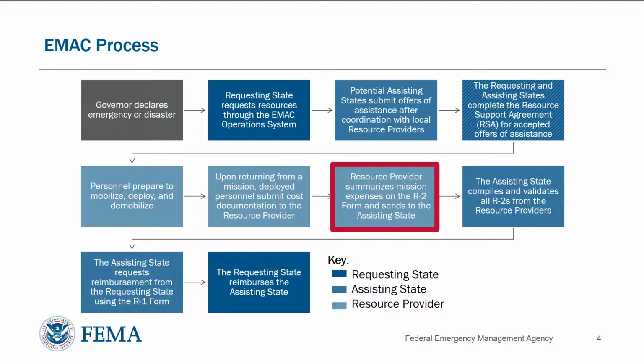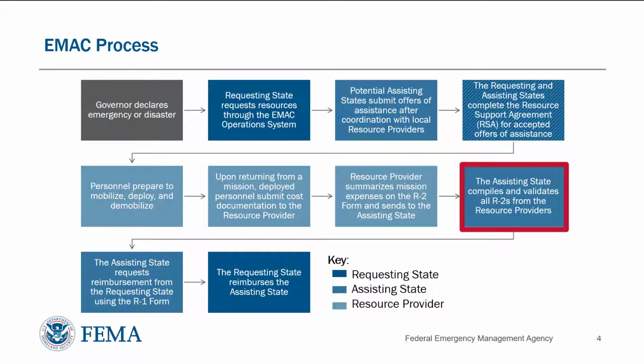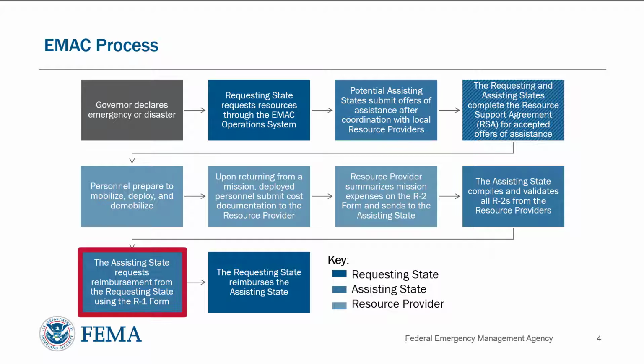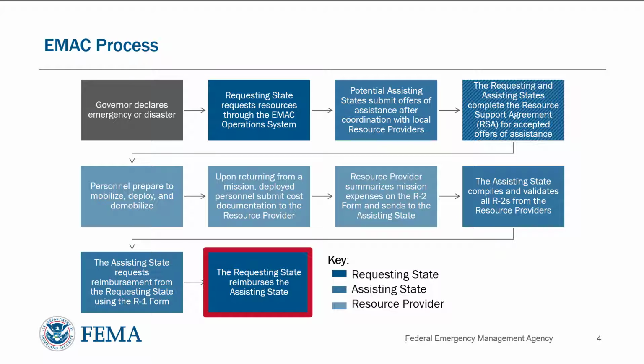The resource provider reviews cost documentation and summarizes mission expenses on the R2 form, which is sent to the assisting state. The assisting state compiles the R2 forms from the resource provider and validates the total amounts based on the cost documentation. The assisting state summarizes mission expenses from the R2 forms, and the total is reported on the R1 form for the requesting state. Finally, the requesting state reimburses the assisting state, regardless if the event receives federal funding.